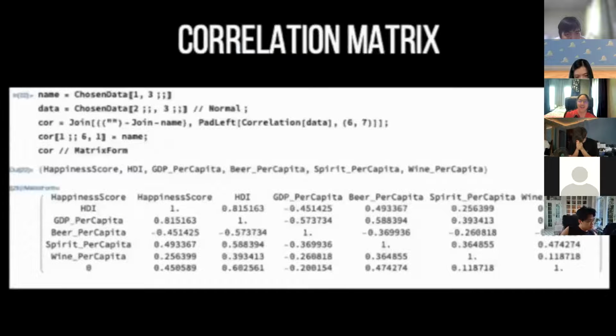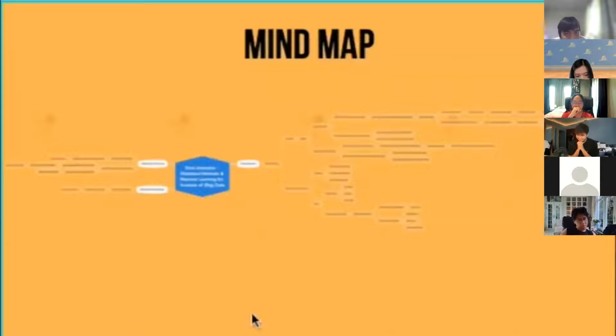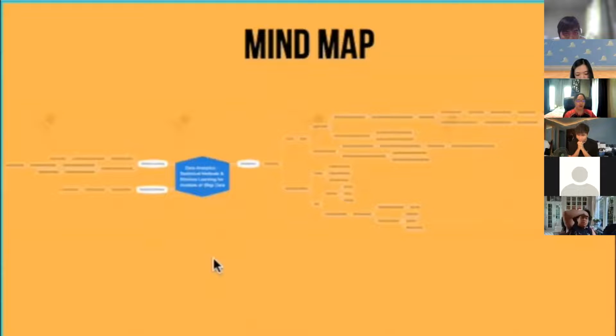And here's the correlation matrix of my data. This kind of worked, and I kind of saw results. So this is my mind map. It's really hard to look at here, but I have chosen the ways that I went through for this project. I have a separate file that you can see, and I will send it along with this video. So let's just go to the conclusion.